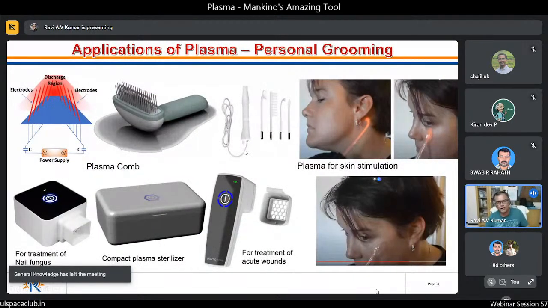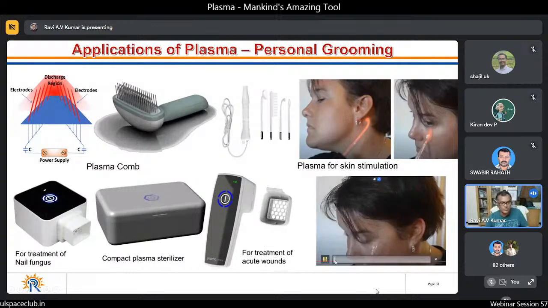Now, there are a lot of plasma applications for self-grooming, although these are not recommended by doctors for some reason, but people still use them. You have a plasma comb, which is good for dandruff and lice, and there are also various plasma treatments for nail fungus, for plasma sterilizing, and also treatment of wounds.